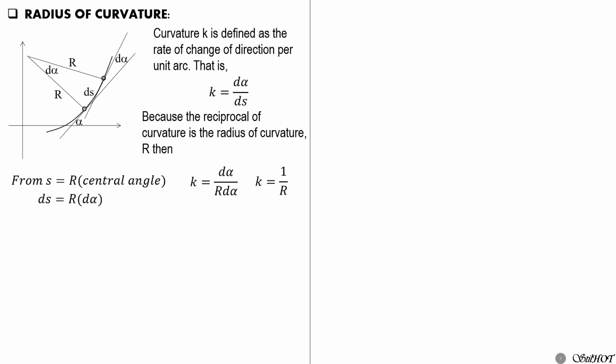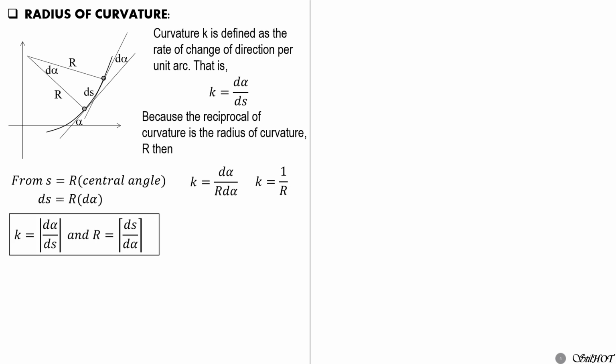So curvature is the absolute value of d alpha over ds, and the radius of curvature therefore is the reciprocal of curvature also. So that is the absolute value of ds over d alpha, because the radius is supposedly always positive. It should be that way. So from slope equals dy/dx, and it is the tangent of alpha here.